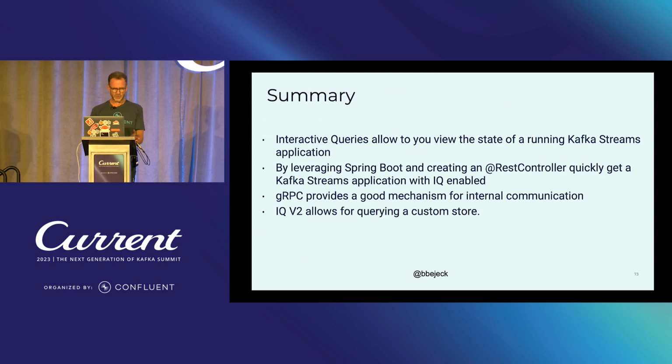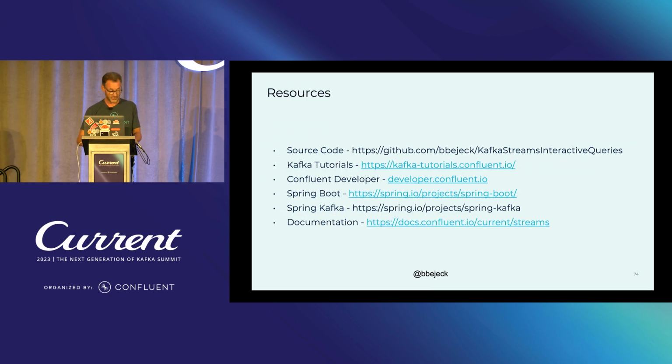So that's what I have. To wrap it up, interactive queries allow you to view the state of a running Kafka Streams application. You can use Spring Boot to quickly stand up a web application to wire everything up for us. And then gRPC is a good mechanism for us establishing that internal communication. And with IQv2, not only can you query a custom store, you could also use it for just creating a custom query. And that's all I have for you today.